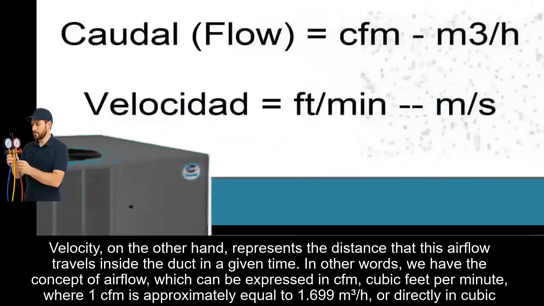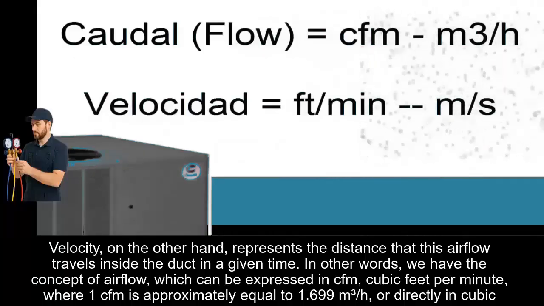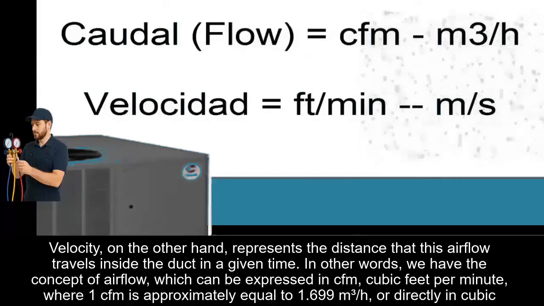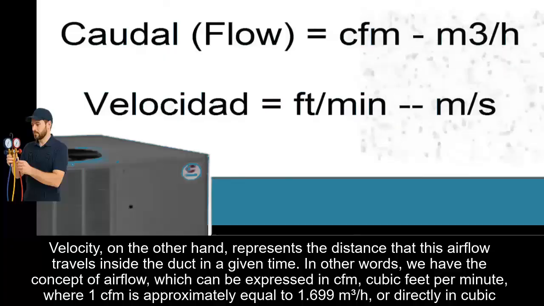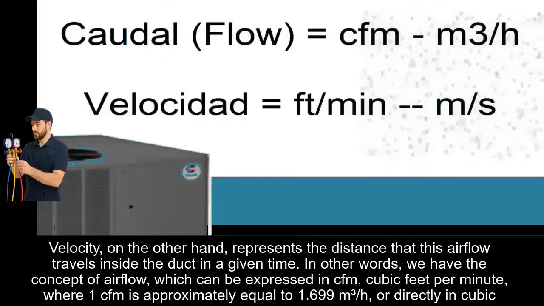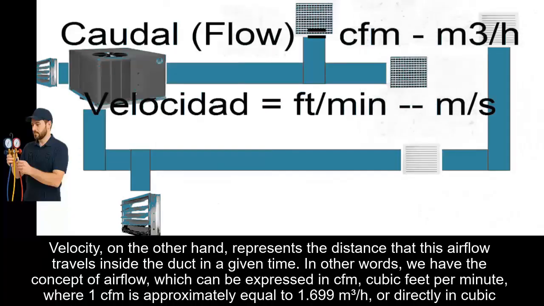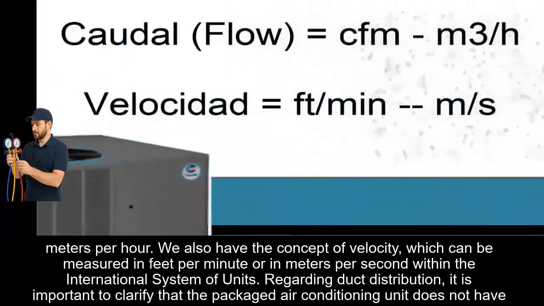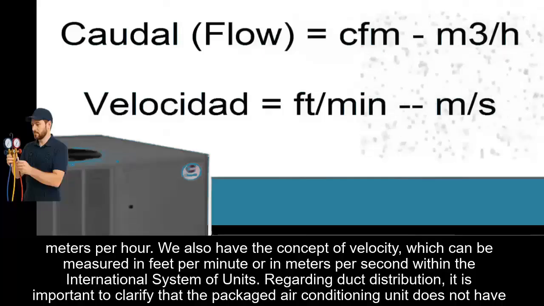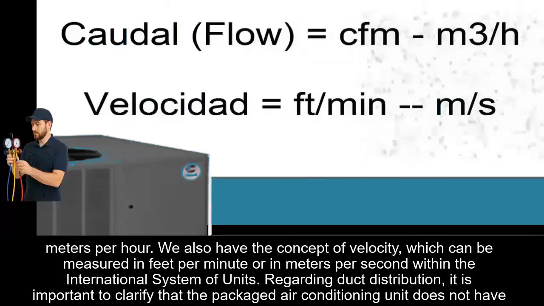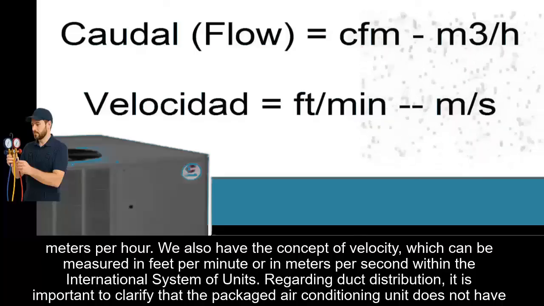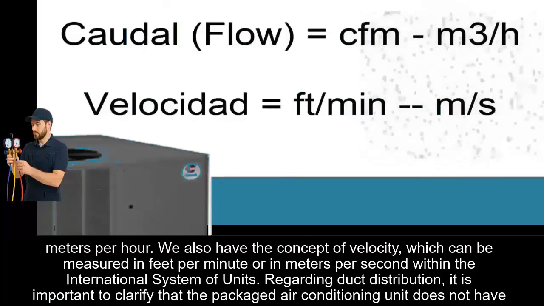In other words, we have the concept of airflow, which can be expressed in CFM, cubic feet per minute, where 1 CFM is approximately equal to 1.699 meters cubed per hour, or directly in meters cubed per hour. We also have the concept of velocity, which can be measured in feet per minute or in meters per second within the International System of Units.